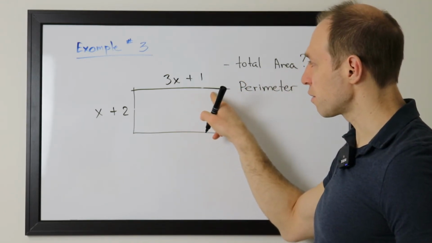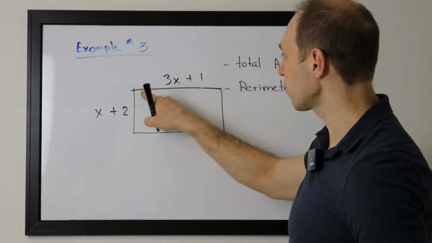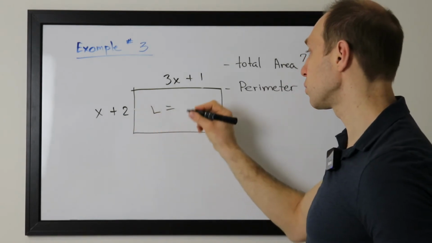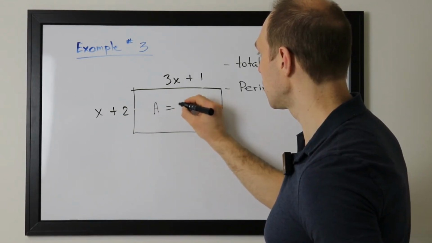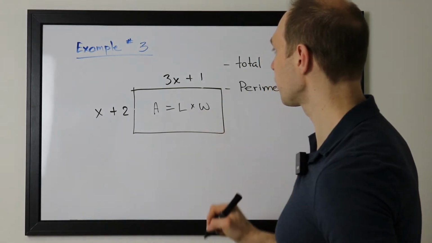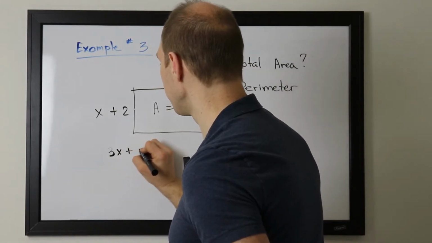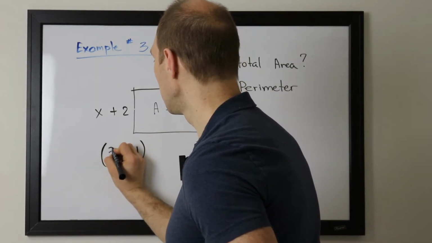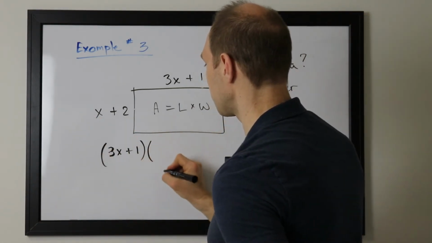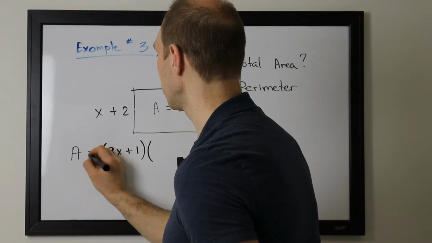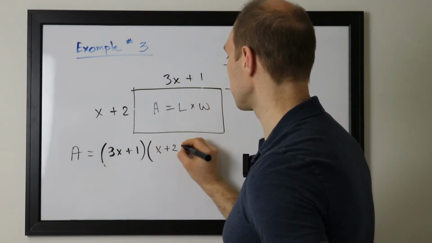In order to find the area of a rectangle, the equation is we take the length and we multiply it by its width. Length times width. If the length is 3x plus 1, we have to put it all in brackets. That separates it from our next expression. So area, and then your width is x plus 2.